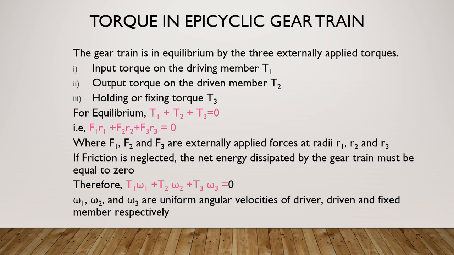If friction is neglected, the net energy dissipated in the gear train must be equal to 0. So if friction is neglected, it is T1 omega 1 plus T2 omega 2 plus T3 omega 3 equal to 0, where omega 1, omega 2, omega 3 are the uniform angular velocities of the driver, driven and fixed member. These relations are very important. This first relation, second, third. These three are very important to find the torque in any member. If friction is neglected, we will have uniform angular velocities. So we will solve one problem on how to calculate torque in a specific way.